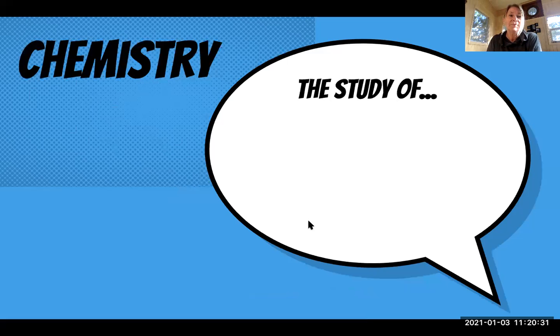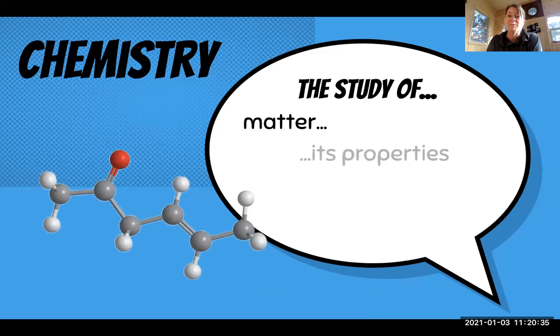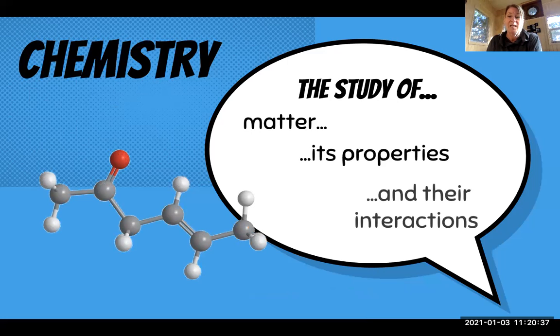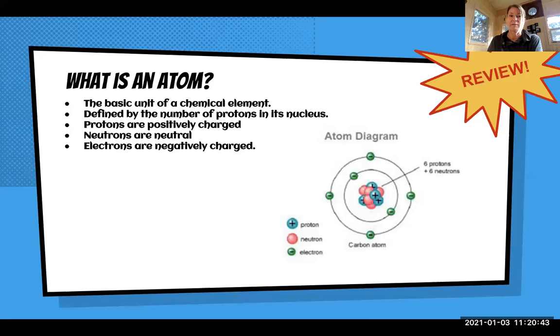So chemistry, as you may remember, is the study of matter, its properties, and their interactions. Okay, so how different types of matter interact with one another.